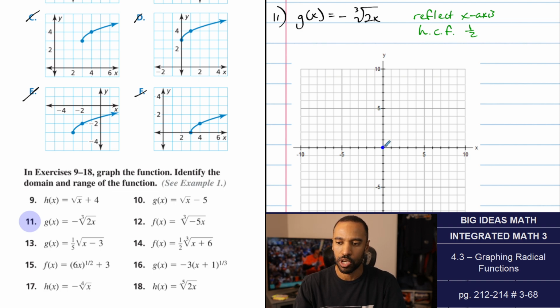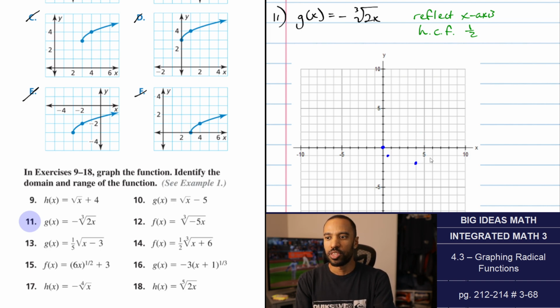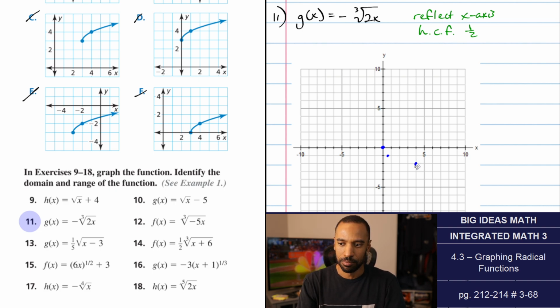It will flip over, so instead of going right and up, we'll go right and down. But it's going to be horizontally compressed. Instead of going over 1 to go down 1, we'll go over 1/2 to go down 1. Instead of going over 8 to go down 2, we'll go over half of 8, which is 4, to go down 2. The next perfect cube is 27. So instead of going over 27 to go down 3, we can go half of 27, which is 13.5. That won't really fit, but you go over 13.5 to go down 3.